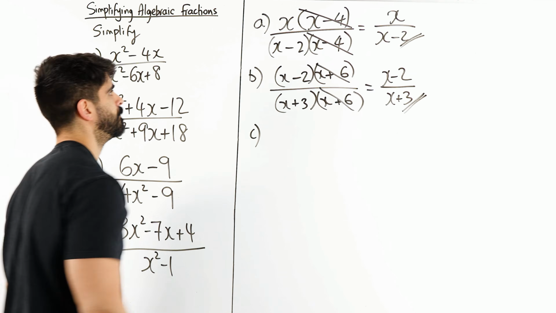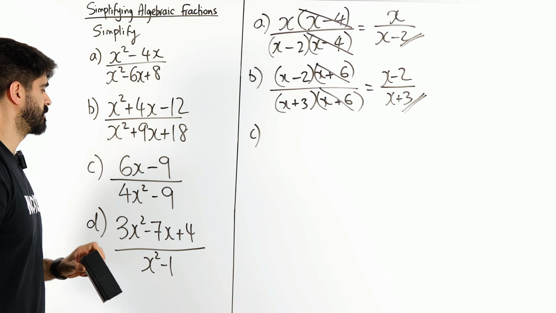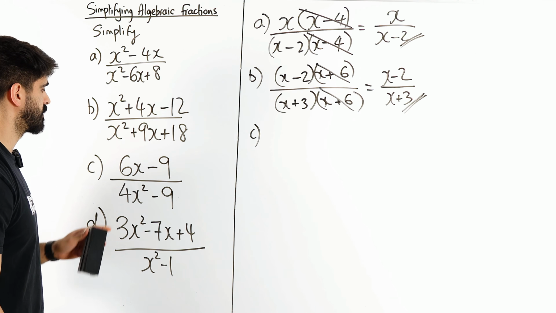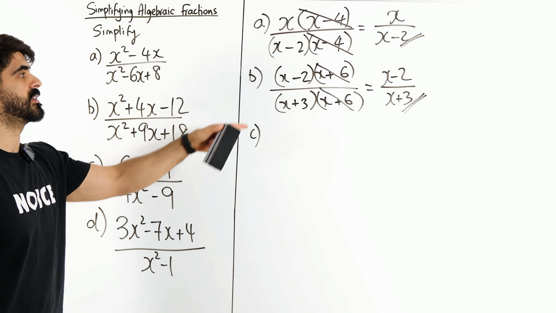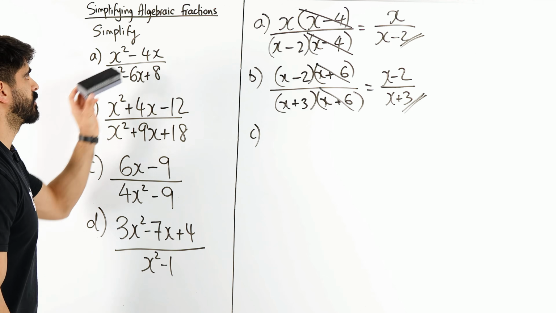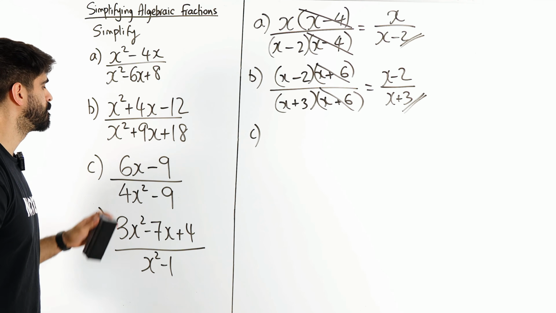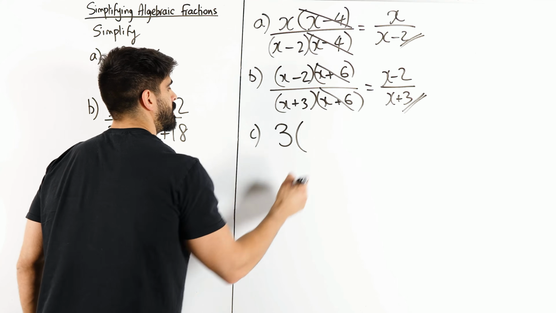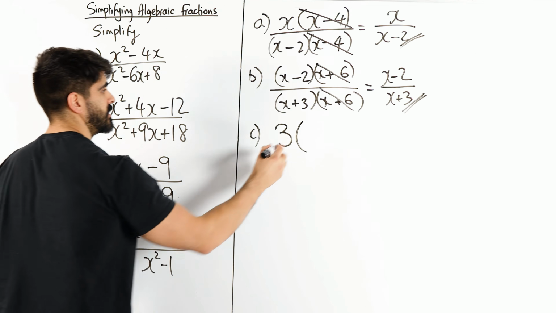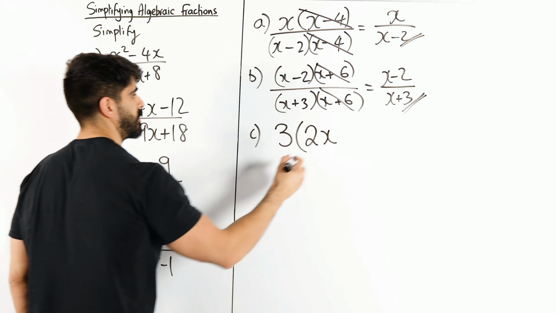Part C. 6x minus 9 over 4x squared minus 9. Now forget about the denominator for a second. When it comes to this, students are so focused on factorizing double brackets, factorizing out an x, they forget that they can factorize out numbers as well. What goes into both 6 and 9? It's 3. How many 3's go into 6? It is 2. X minus 3 goes into 9 3 times.